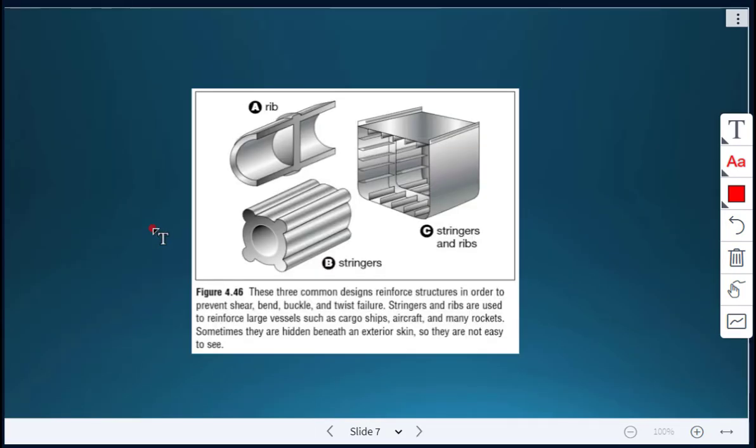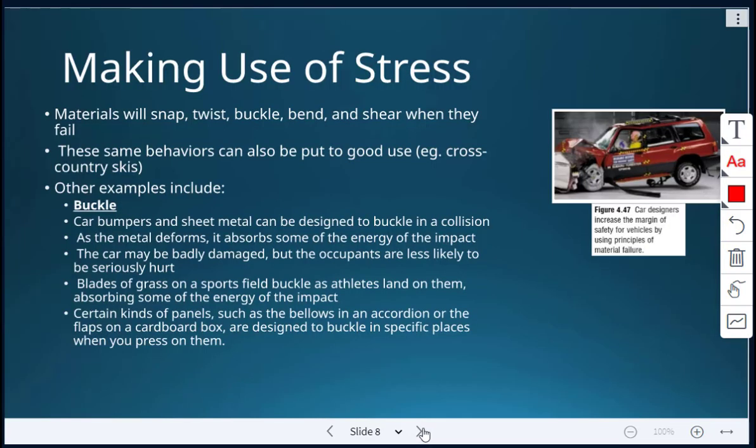These are some common designs: a rib, stringers, stringers and ribs. These are common designs that are used to reinforce structures in order to prevent shear, bend, buckle, and twist failure. The stringers and ribs are used to reinforce large vessels like cargo ships, aircraft, rockets, and usually they are hidden beneath an exterior skin, so they're not easy to see. That'd be for aesthetics.